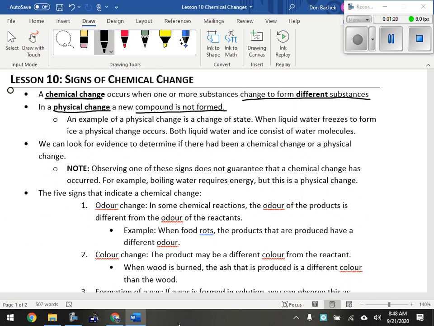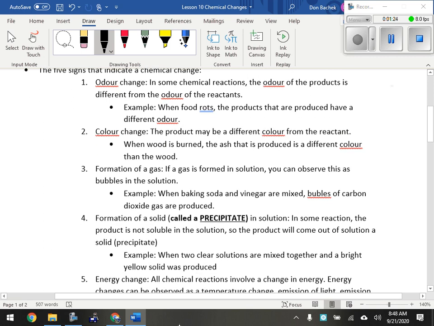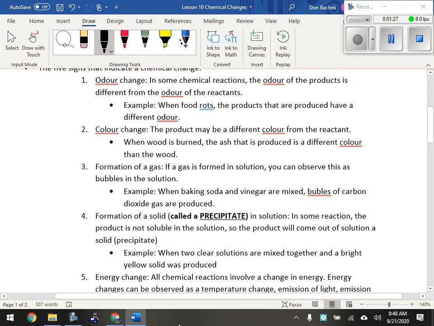Five things that tell you basically a physical or a chemical change has taken place. I can't talk yet this morning.